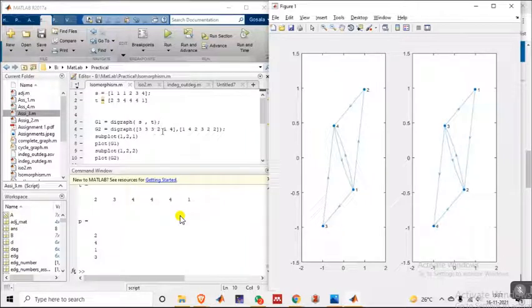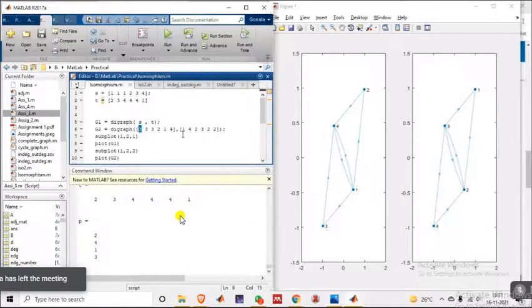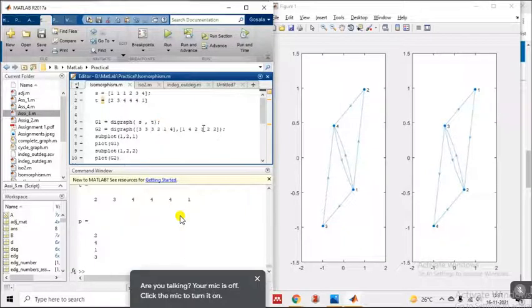From 3 it is going to 1, 2 and 4. So 3 is connected to 1, 3 is connected to 4 and 3 is connected to 2. Similarly, 2 is connected to 3 and 1 is connected to 2.